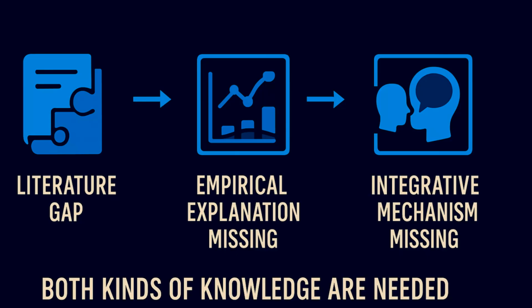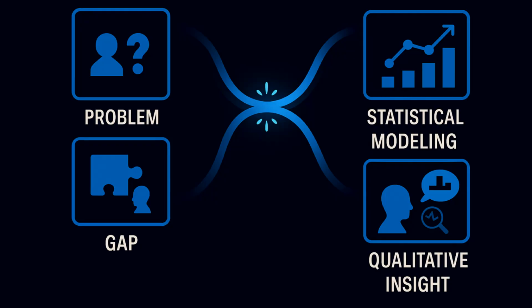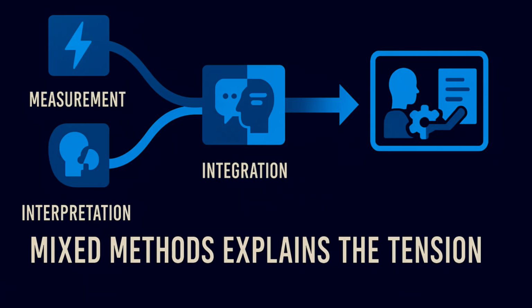The literature gap confirms that the field lacks both a tested empirical explanation for differences in outcomes and an interpretive account of the mechanisms that produce those differences. Together, the problem and the gap reveal that the study requires two distinct forms of knowledge: statistical modeling to identify outcome patterns and qualitative insight to illuminate the experiences and processes that shape them. A mixed methods explanatory design is necessary because neither measurement nor interpretation alone can resolve the tension at the center of the study. Only their integration can provide a comprehensive understanding of how AI tools influence student writing.